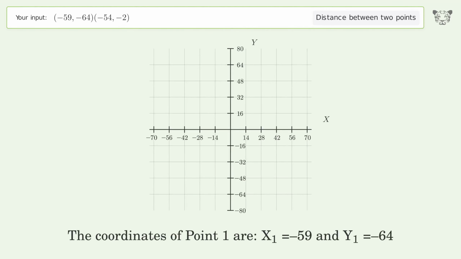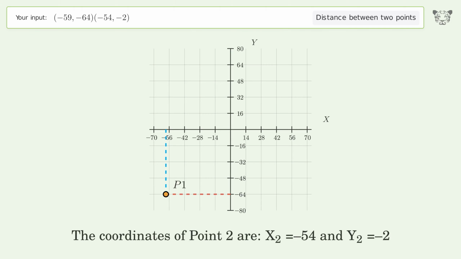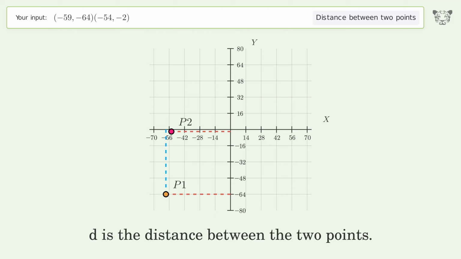The coordinates of point 1 are, x1 equals negative 59 and y1 equals negative 64. The coordinates of point 2 are, x2 equals negative 54 and y2 equals negative 2. D is the distance between the 2 points.